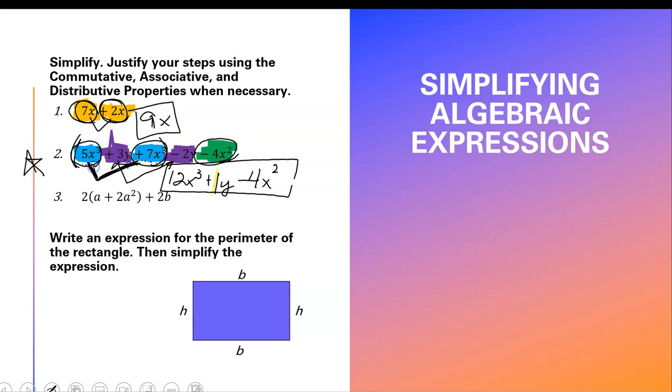So first we, in our mind, put them together. Put them next to each other. And then we said, well, let's let the blues talk first. Let's let the purples talk next. And so commutative property and then the associative property. Not necessarily writing those steps out, just kind of doing it in our head.